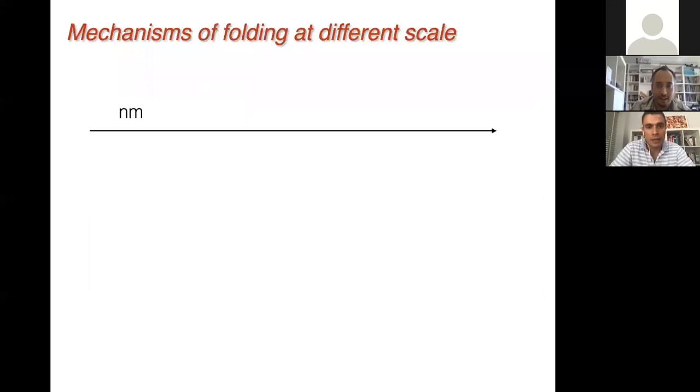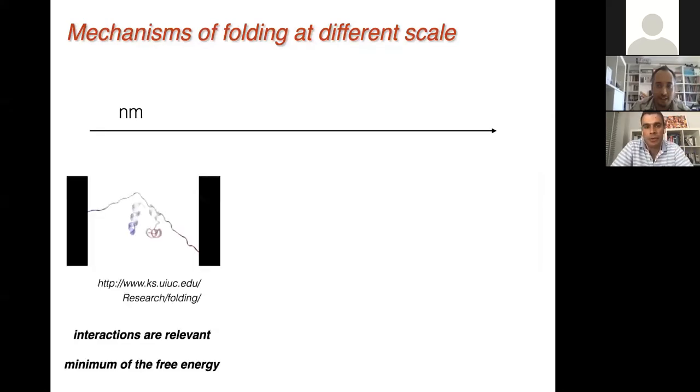And the folding has been studied at different scales, but the mechanism of folding strongly depends on the length scale that we are looking at. For example, at the nanometer scale, there are thermal fluctuations, but the interaction between the building blocks is important. Think, for example, about protein folding. And so the interaction between the atoms or the functional groups will be important. And the kinetics of folding will depend on these interactions and also how they compete with thermal fluctuations.